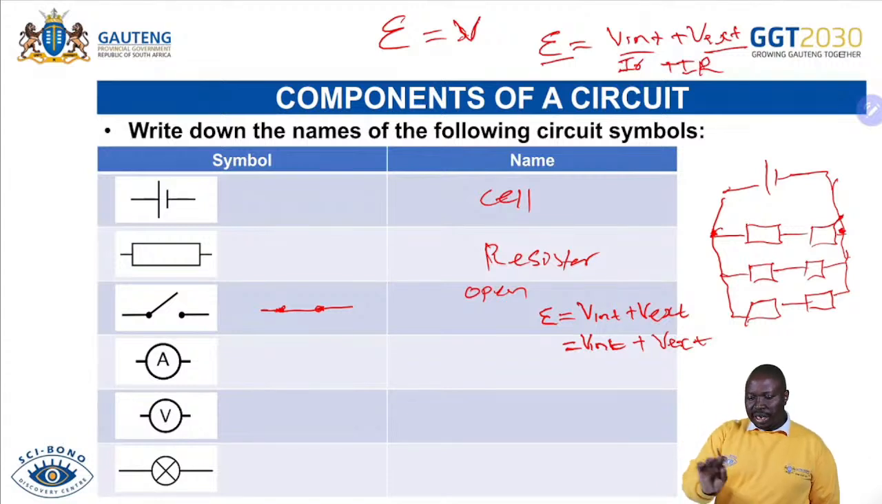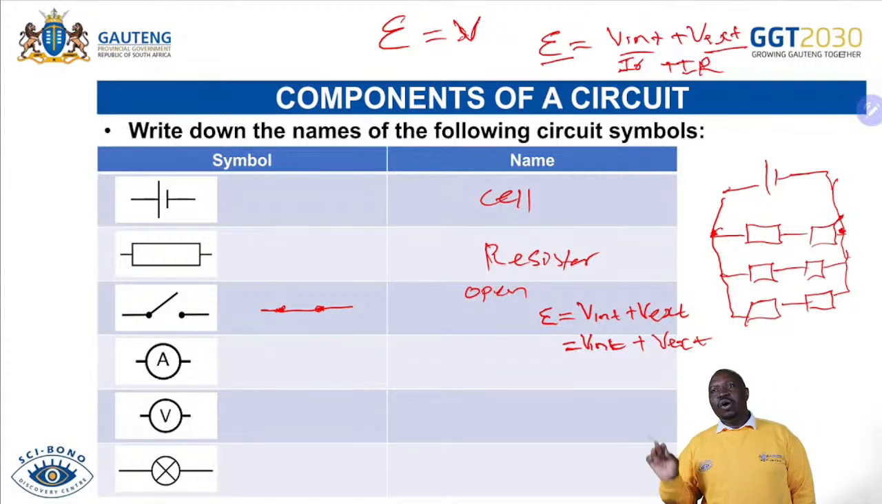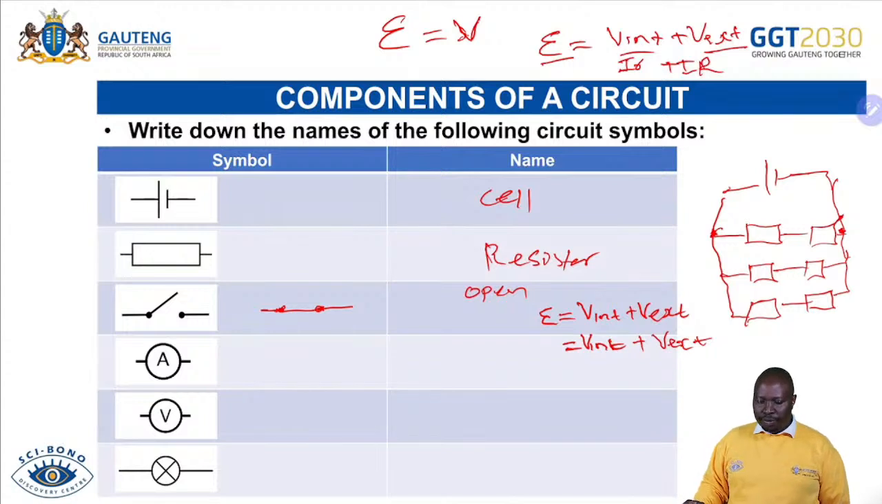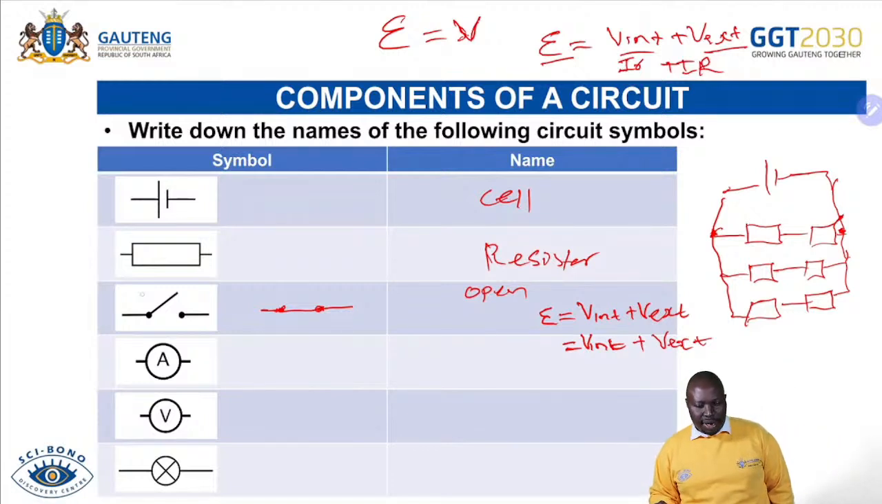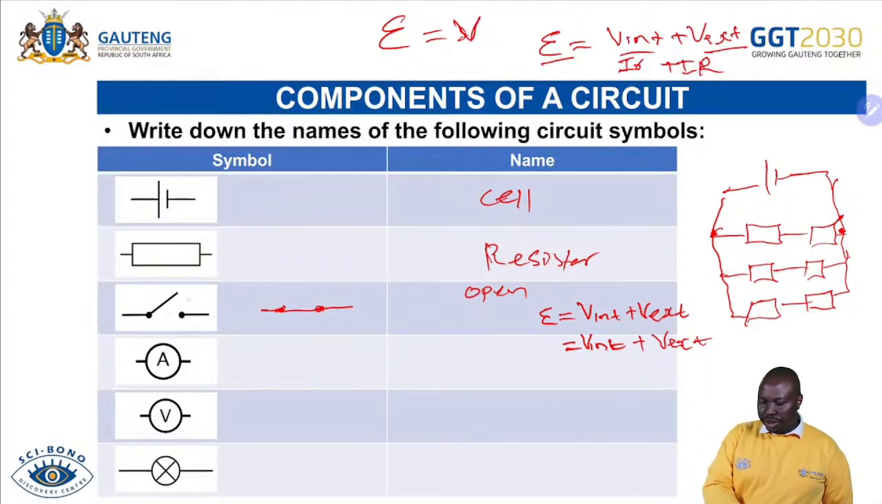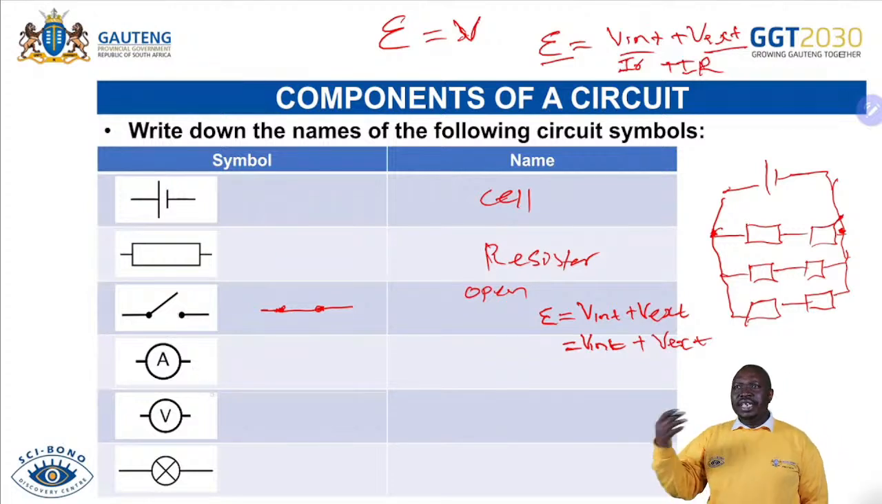Remember, I'm referring to the switch that is connected to the battery or to the cell, to say that's what it will mean. Now, this switch is connected in series, so we connect our switch in series, and then we have our ammeter now. A is ammeter. We are measuring current.